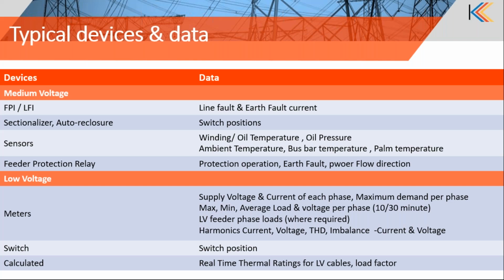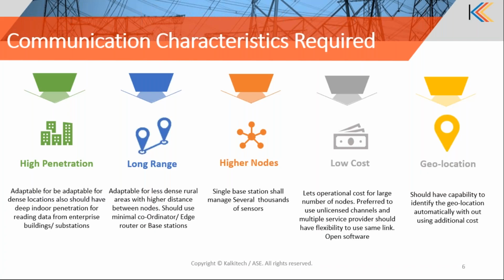So these are the typical devices that need to be connected, monitored, and have data taken out to the central location. So in order to achieve this objective, let's look at what the typical communication characteristics required for monitoring a distribution network are.